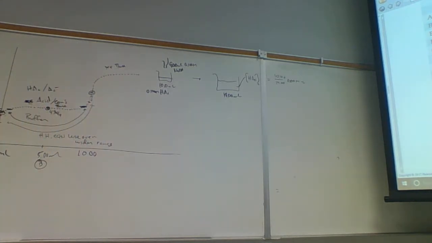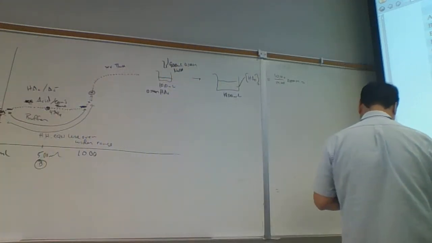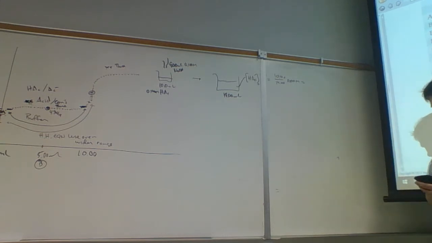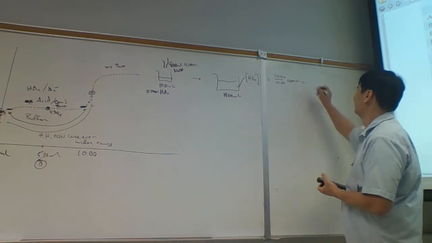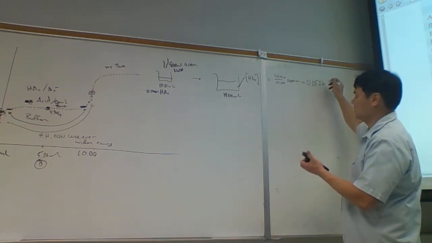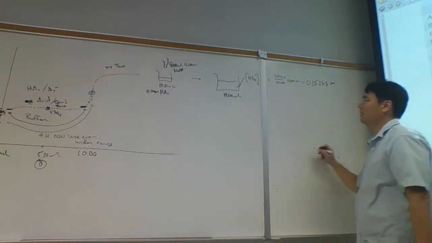Equal to 10 times 0.1 divided by 19. So I get 0.05263 molar. Carry at least 1 extra digit.